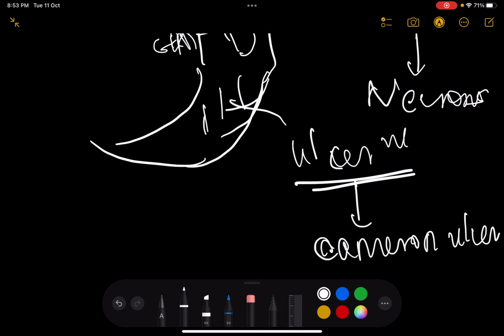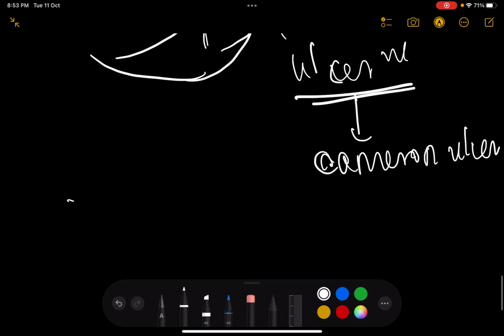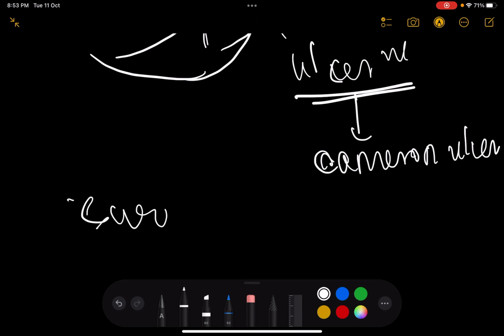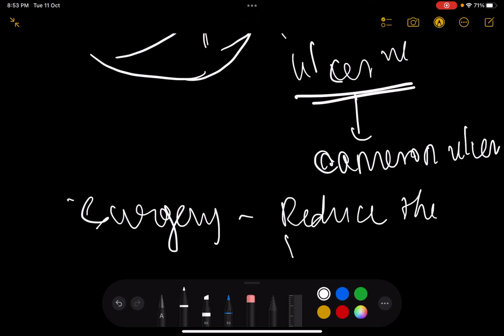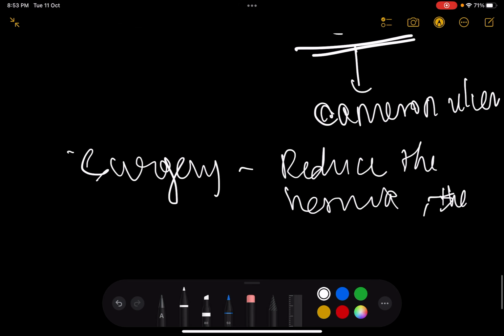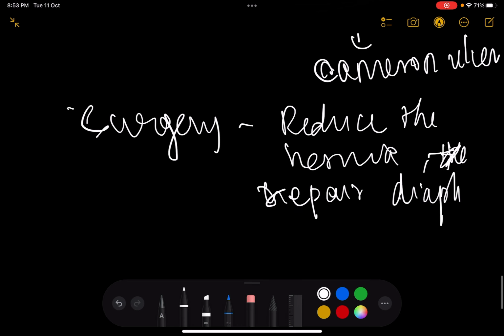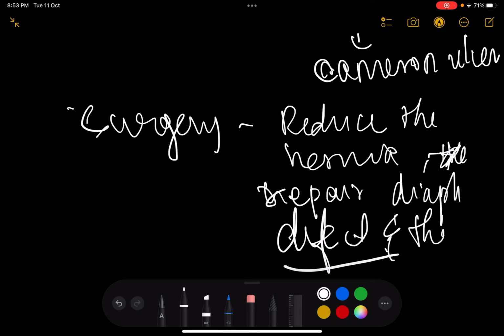And surgery, again, you'll have to reduce the hernia, repair the diaphragmatic defect. That's very important, very important. And repair the crura, and tighten the crura.